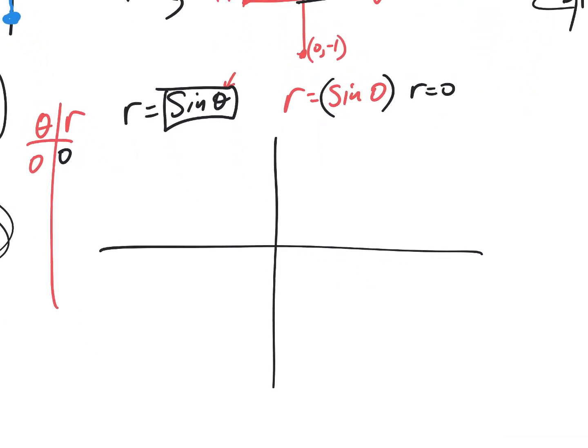So everybody, I hope you can graph that. Think about a radius of 0. You start at the origin and then you don't move. So that's 0. Okay, cool. We got a spot.